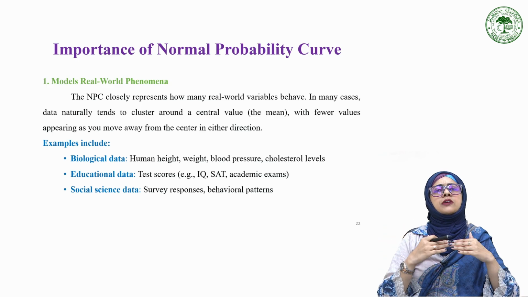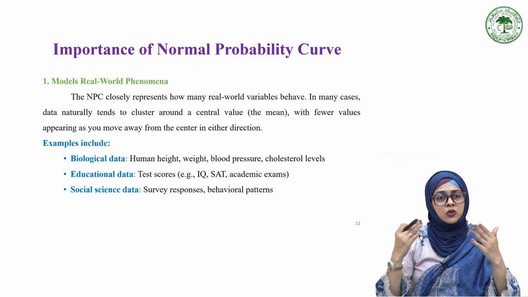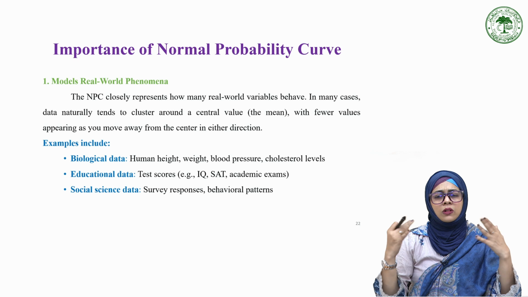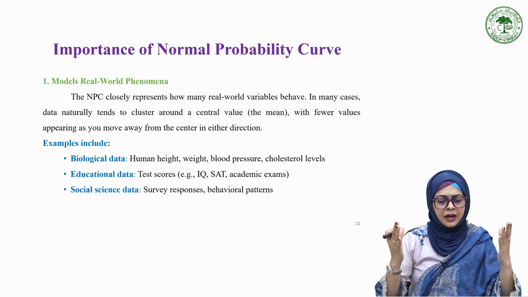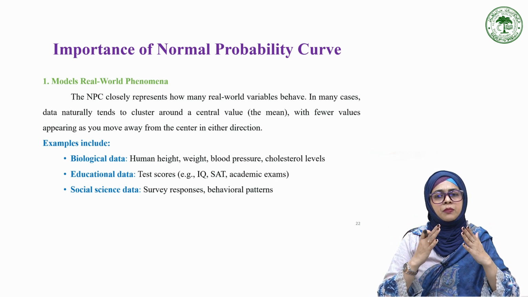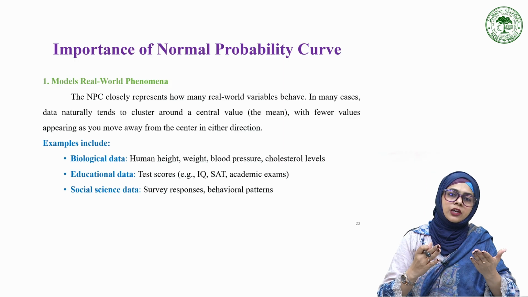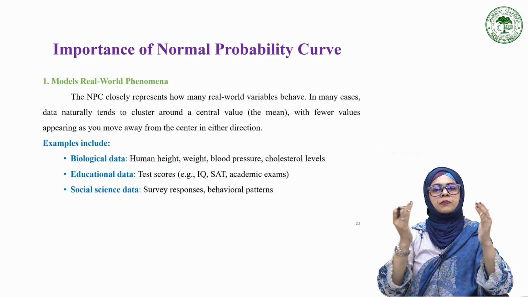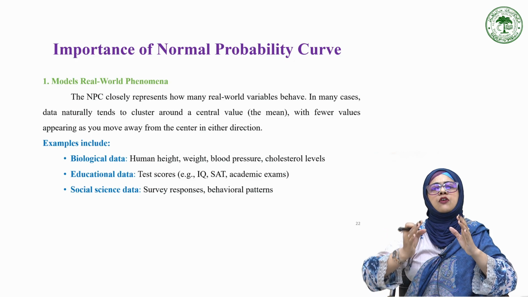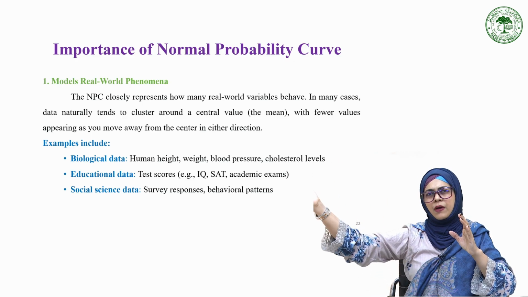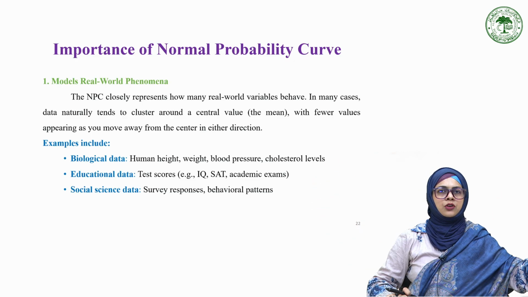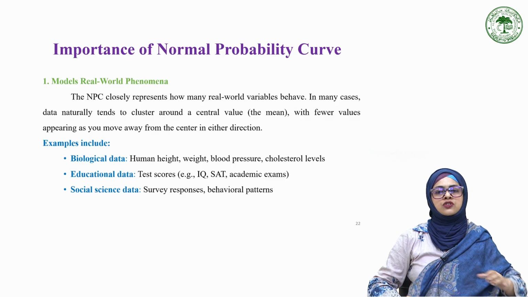The same way, if you want to measure human height, or take the IQ scores of students, all that can be done by following the NPC, normal probability curve. The average IQ is 100, so most people will fall between 85 and 115. Very few people will be above 115, and low IQ would be 70. So IQ distribution follows a normal distribution as well.